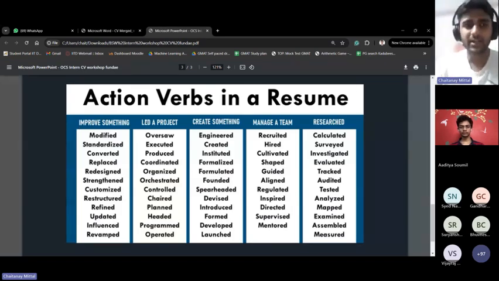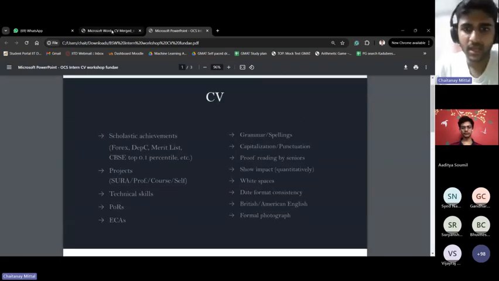Let's say you led a project. Let's say you are describing a POR, or any EC. Instead of writing led this team on every line, you can write oversaw. You can write coordinated, orchestrated, organized. So that's how people actually make fancy CVs, which actually look good. If you created something, there's a list for managing, for researching. There are lists, right? So I guess that's it for this particular presentation.